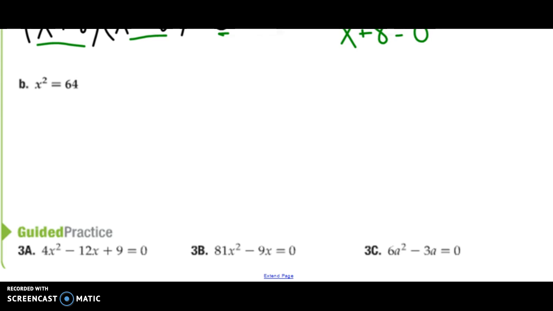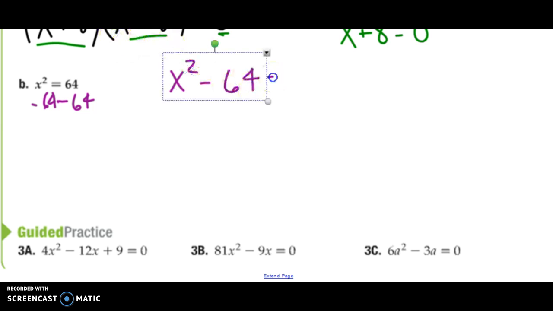Let's look at letter B. Now in this one, it's not equal to 0 yet. And anytime we solve, just like we did when we were graphing, we want it equal to 0. So what I'm going to do is I'm going to subtract 64 from both sides. And I get x squared minus 64 is equal to 0. Okay? So I look at this again. I always look at the number in front of x squared and my last number, and I multiply them. 1 times negative 64, remember you have to include the negative, is equal to negative 64.